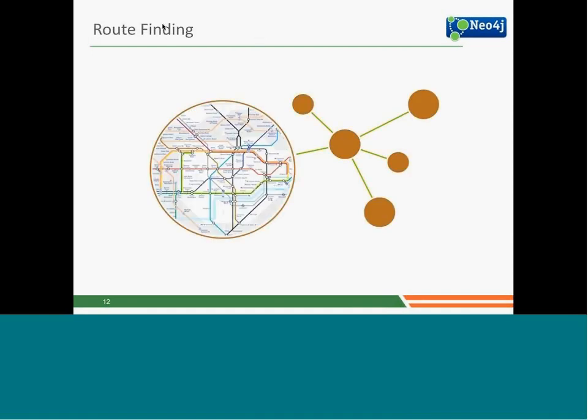Something quite obvious is route finding, and we all know that maps are really an old way of drawing graphs. So even in the old times, people drew the first graphs just by drawing maps, and everyone who has used a navigation system knows that there are graph algorithms under the hood providing the shortest path information, for instance.